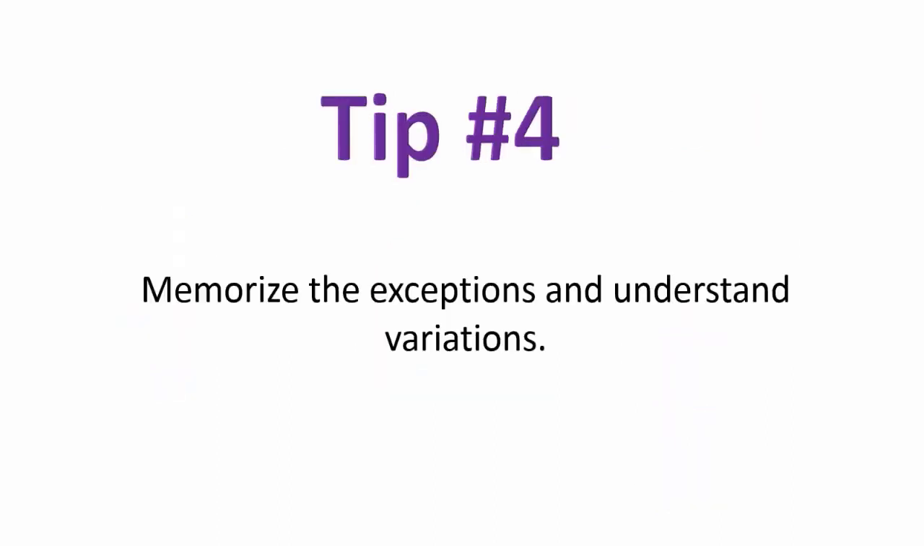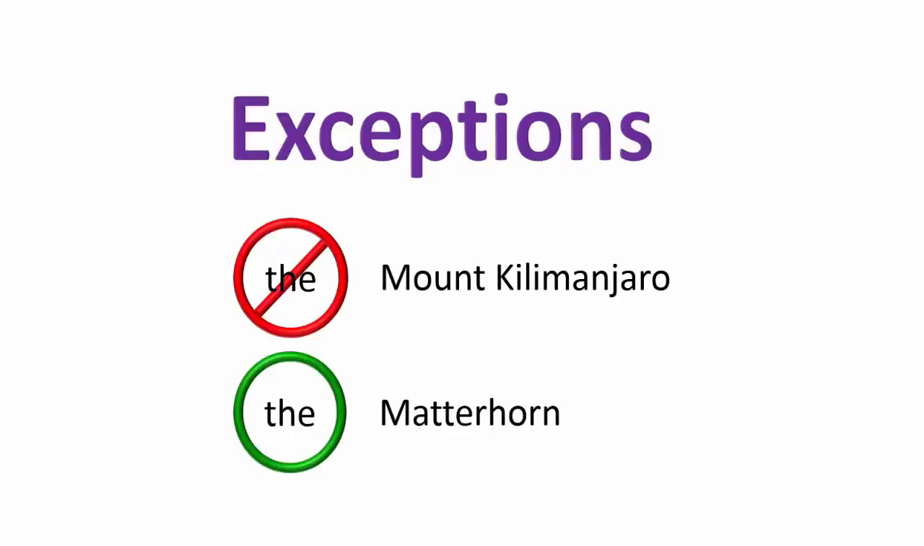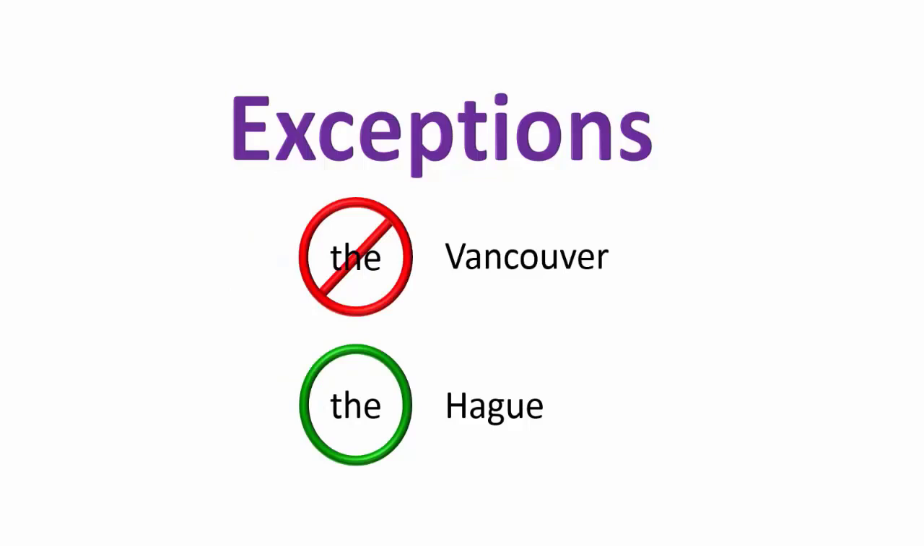Tip number 4, you need to memorize the exceptions and understand variations. Mountains don't take the, like Mount Kilimanjaro, Grouse Mountain, Mount Everest. However, there is an exception, and that's the Matterhorn, which is a mountain in Europe. Cities don't take the, like Vancouver, Toronto, New York, Seattle. However, there is an exception, The Hague, which is in the Netherlands.